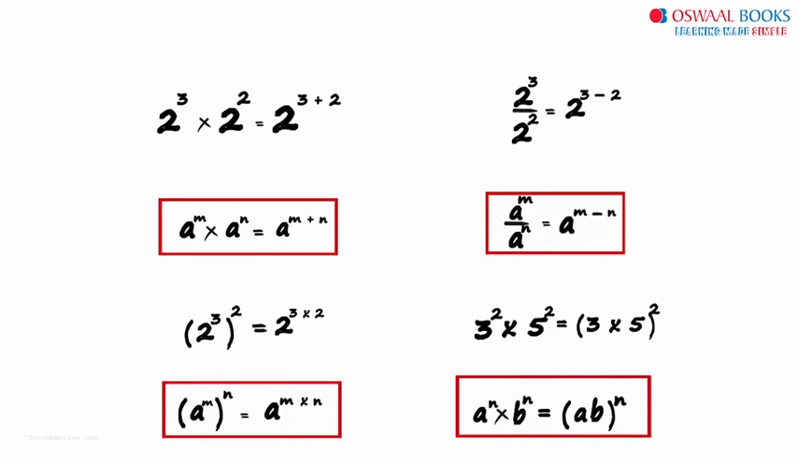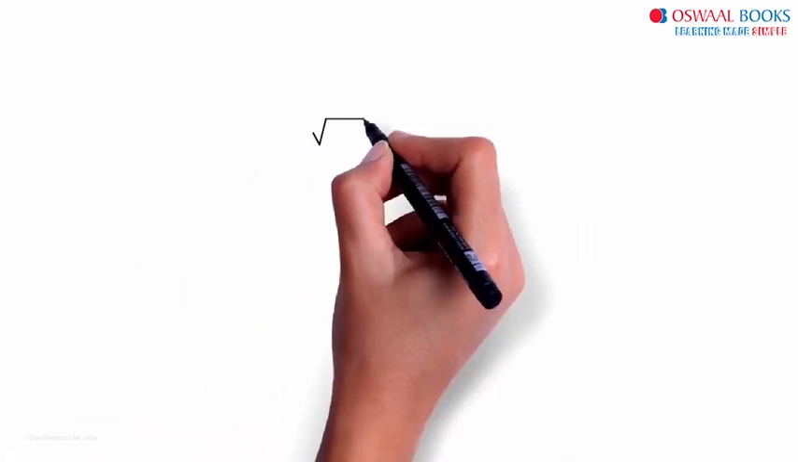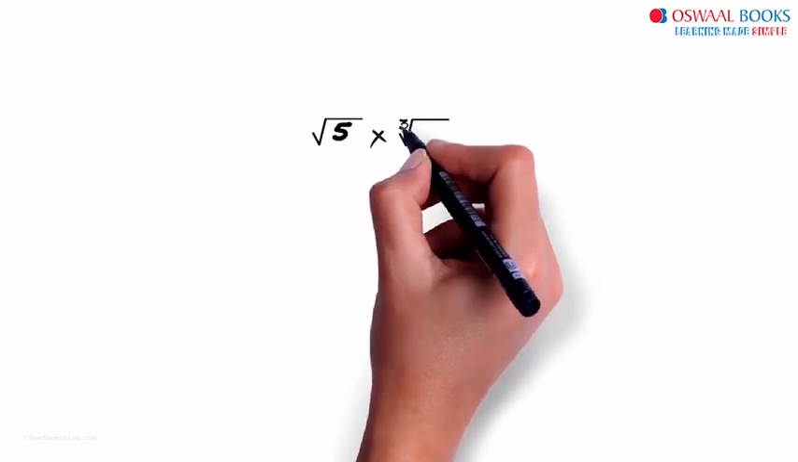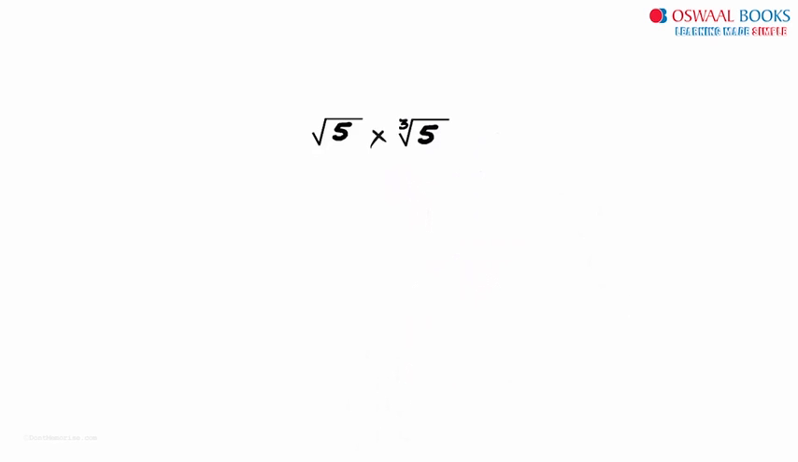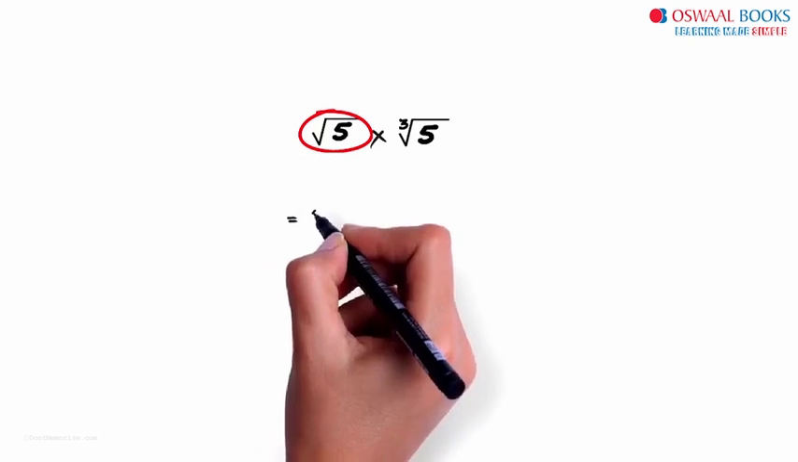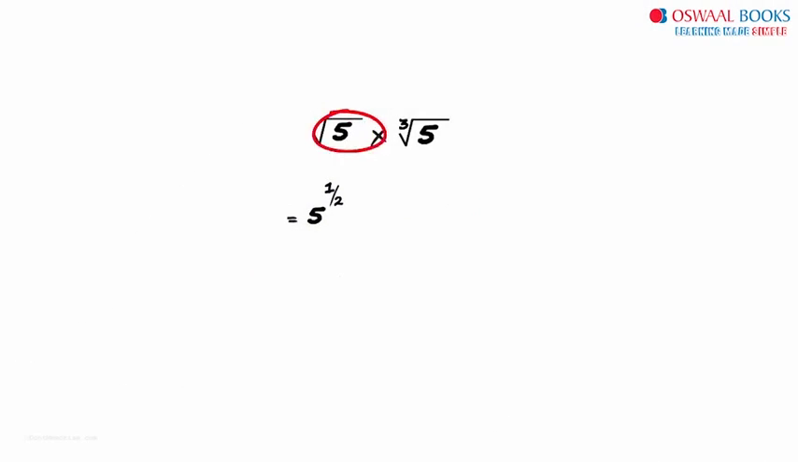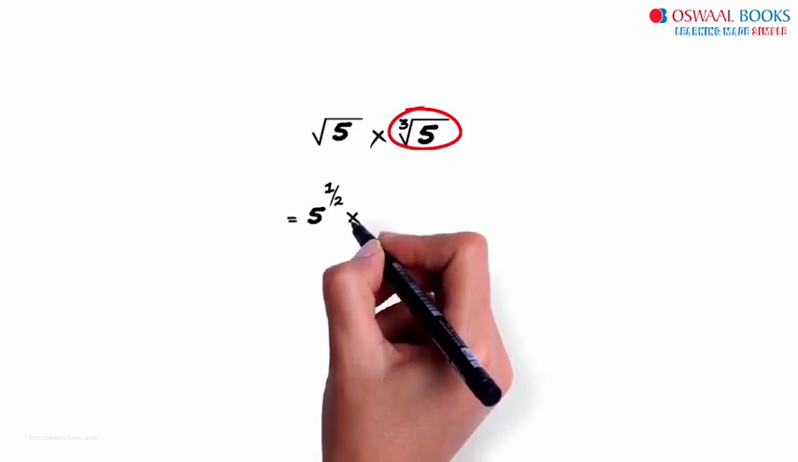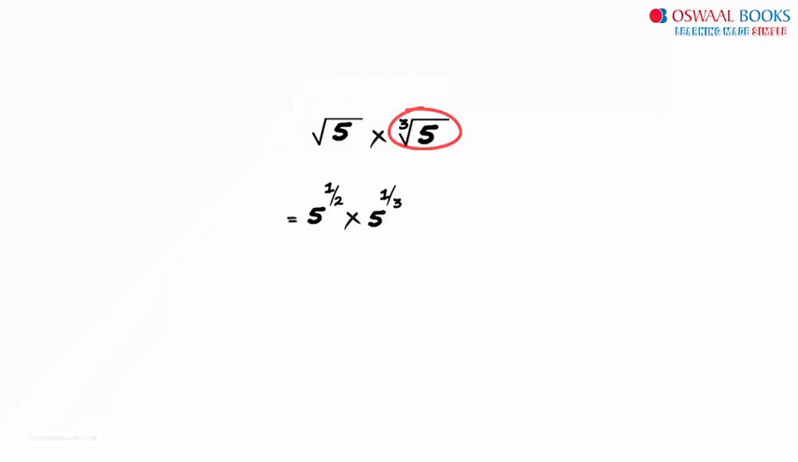So let's look at a couple of examples. Root 5 multiplied by cube root of 5. While multiplying real numbers with order greater than 2, it's recommended that we write the number in exponential form. Root 5 can be written as 5 raised to 1 by 2 and cube root of 5 can be written as 5 raised to 1 by 3.